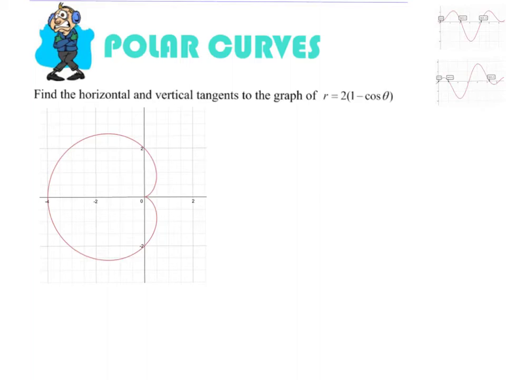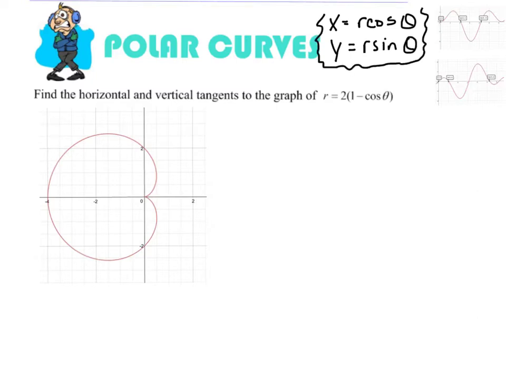Well, let's start by just reminding ourselves that in polars, x is equal to r cosine theta, y is equal to r sine theta. That is the key. Almost any time I'm confronted with a polar problem, I would usually just write that somewhere so I remember it. So in this case, r is 2 minus 2 cosine theta.